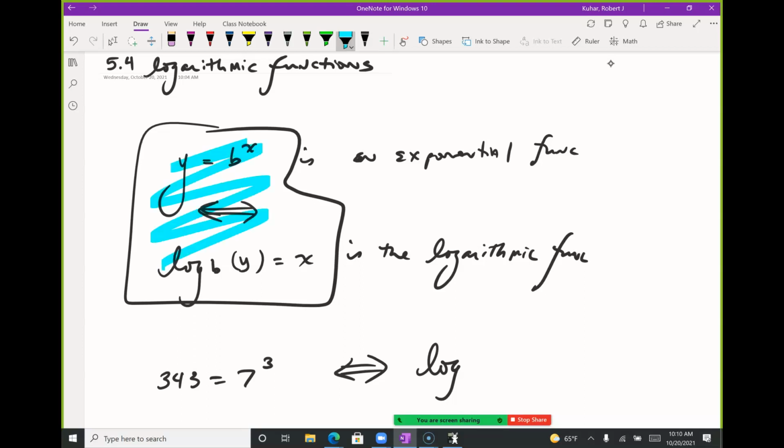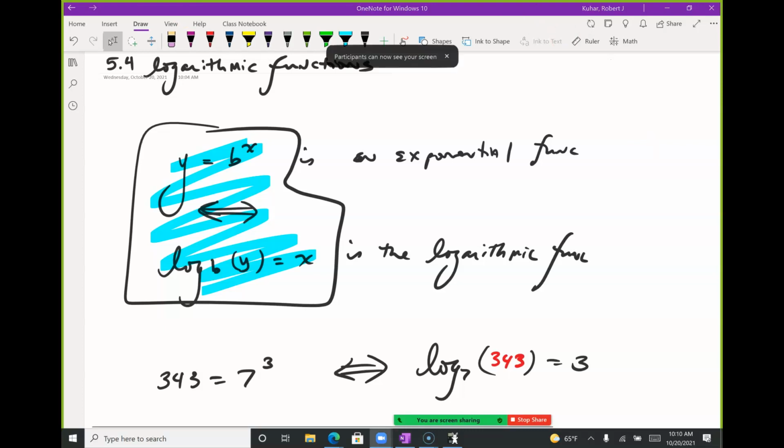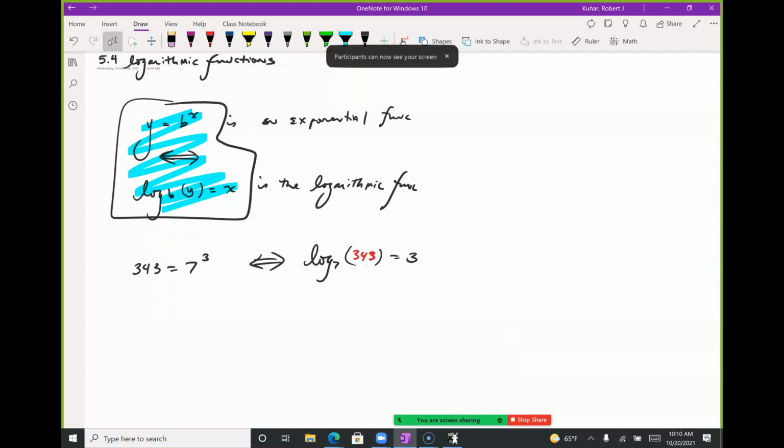Log base 7. Exactly. So I get the base from the exponential, so that log is like a little subscript. Log base 7 of, well, I know the answer to a log problem is the exponent, so I know the answer is 3. So what's the argument here? It's going to be 343. What's the input? It's the output of the exponential. Let's do another one. Pretty simple, right?